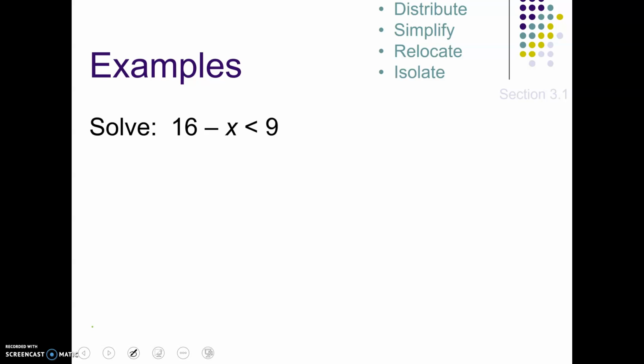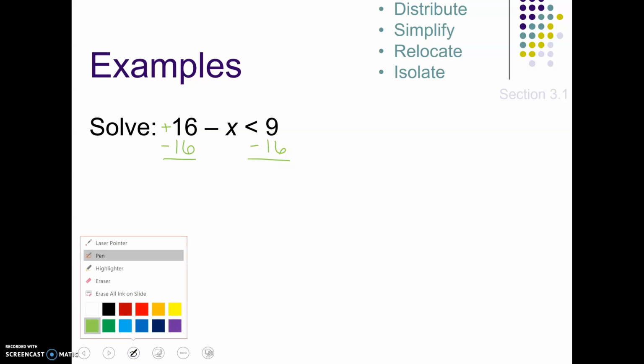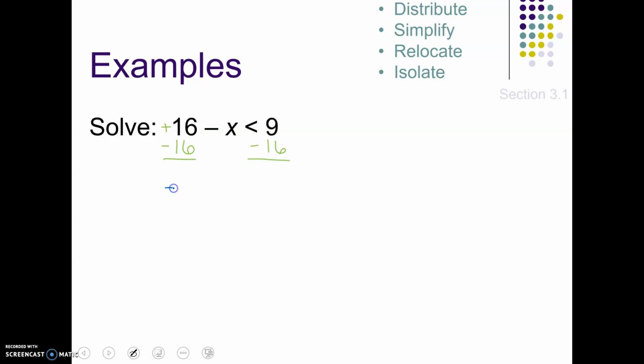The 16 currently is a positive 16, so I'm going to detach him from the left side using subtraction, which again is fair game as long as I do the same thing to the other side. And so now on the left side, all that's left there is the negative x, my less than symbol is still there, and then 9 minus 16, we wind up with a -7. So now this has not completely isolated the x.